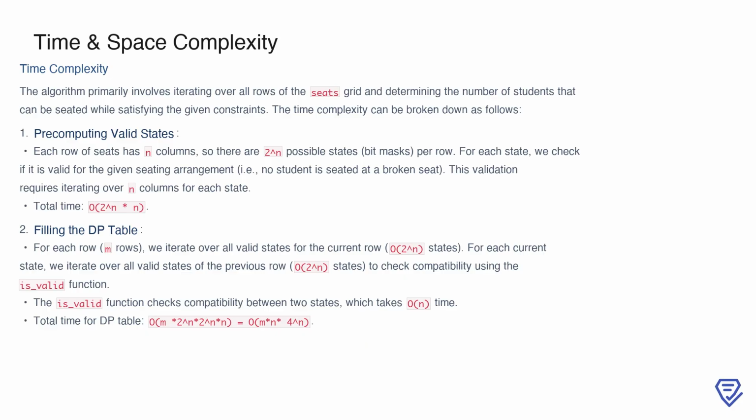This validation requires checking all n columns for each configuration, leading to a total time complexity of 2 to the power of n times n for this step. Next, we move to filling the DP table. Here, for each of the m rows, we iterate over all valid states of the current row, which is 2 to the power of n. For each of these states, we also iterate over all valid states of the previous row, again 2 to the power of n, and check their compatibility using the is_valid function. Since this function takes n time, the total time complexity for this step becomes m times n times 4 to the power of n. Together, these steps contribute to the overall time complexity.